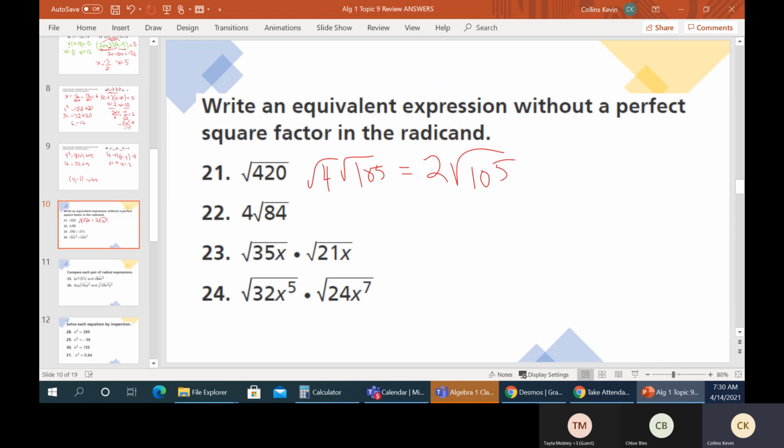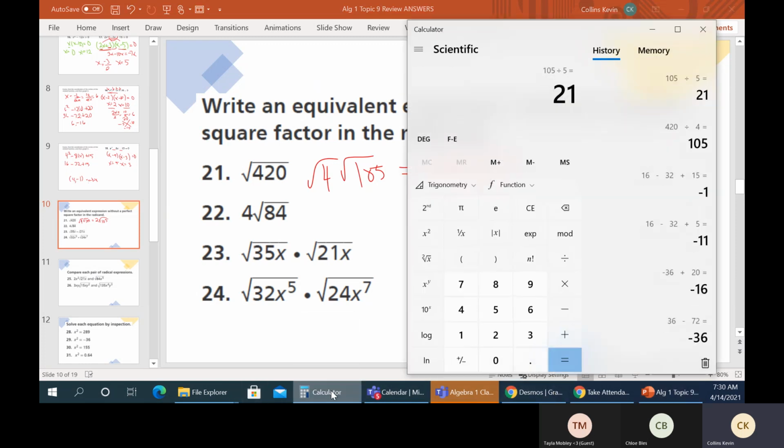All right. So let's look at the next one then. So we got 84. So again, we know that we can divide by 4. So let's see what we get there. So if we do 84 divided by 4, well, it gives me 21, which we saw in the last one. 21 is 3 times 7. There's no perfect squares that go in there, right? So that means we could stop right there.